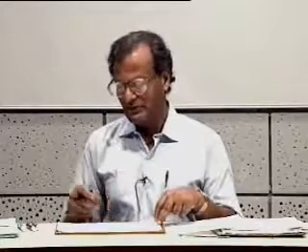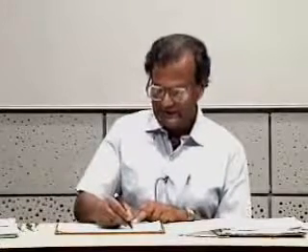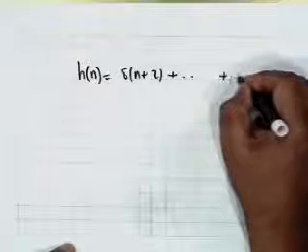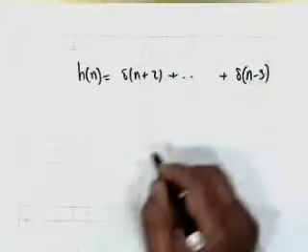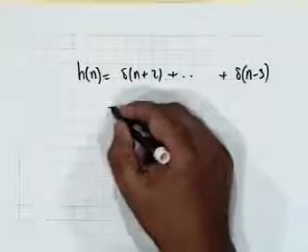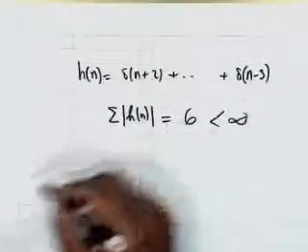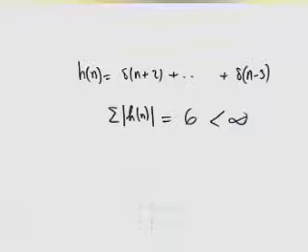Is it stable? No sophisticated stability test is needed, because h of n is simply the sum of delta functions, and how many of them are there? 6 of them to be precise, minus 2 to plus 3, and many people have written that there are 5 samples, which is not correct. You start from 0, count up to 5, you have counted how many? 6 numbers. So there are 6 of them, and obviously the summation of h of n is simply equal to 6, which is less than infinity, and indeed the system is stable.